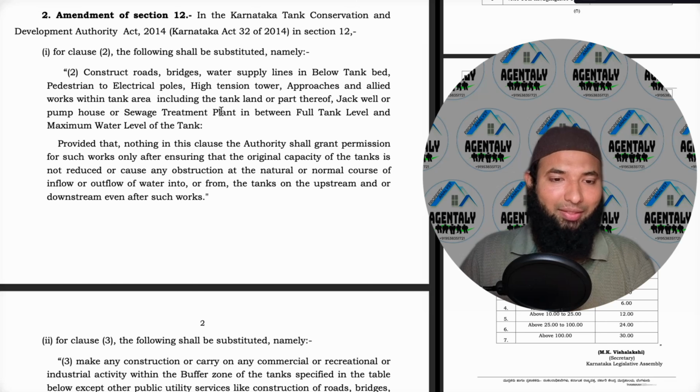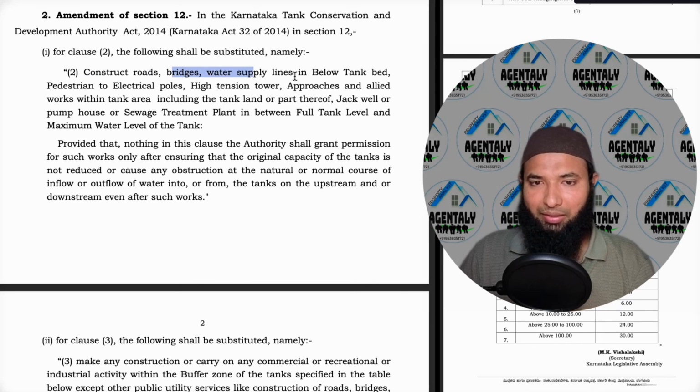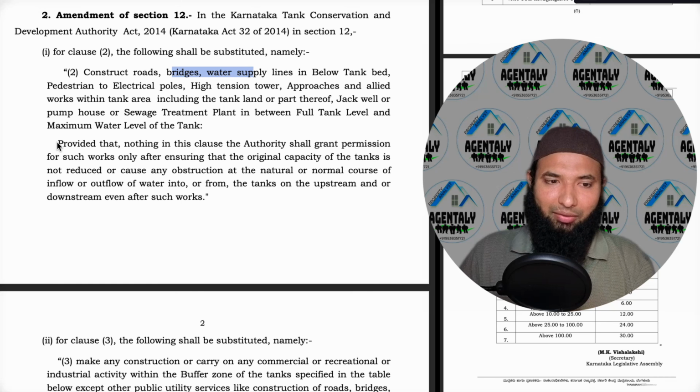But now listen further to what they are telling. Provided that nothing in this clause, the authority shall grant permission for such works only after ensuring. So they are telling nothing in this would be done without taking permission. So with permission, they can construct road, they can construct bridge, and they can do everything, provided that nothing in the clause, the authority shall grant permission for such works only after ensuring that the original capacity of the tank is not reduced. Wow.